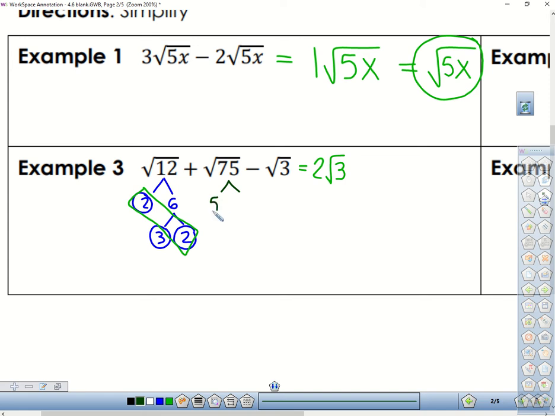5 and 15. That works. Okay, and then what does 15 break up into? 3 and 5. Now we're looking for groupings of what size? Good, groupings of 2, and we have that.